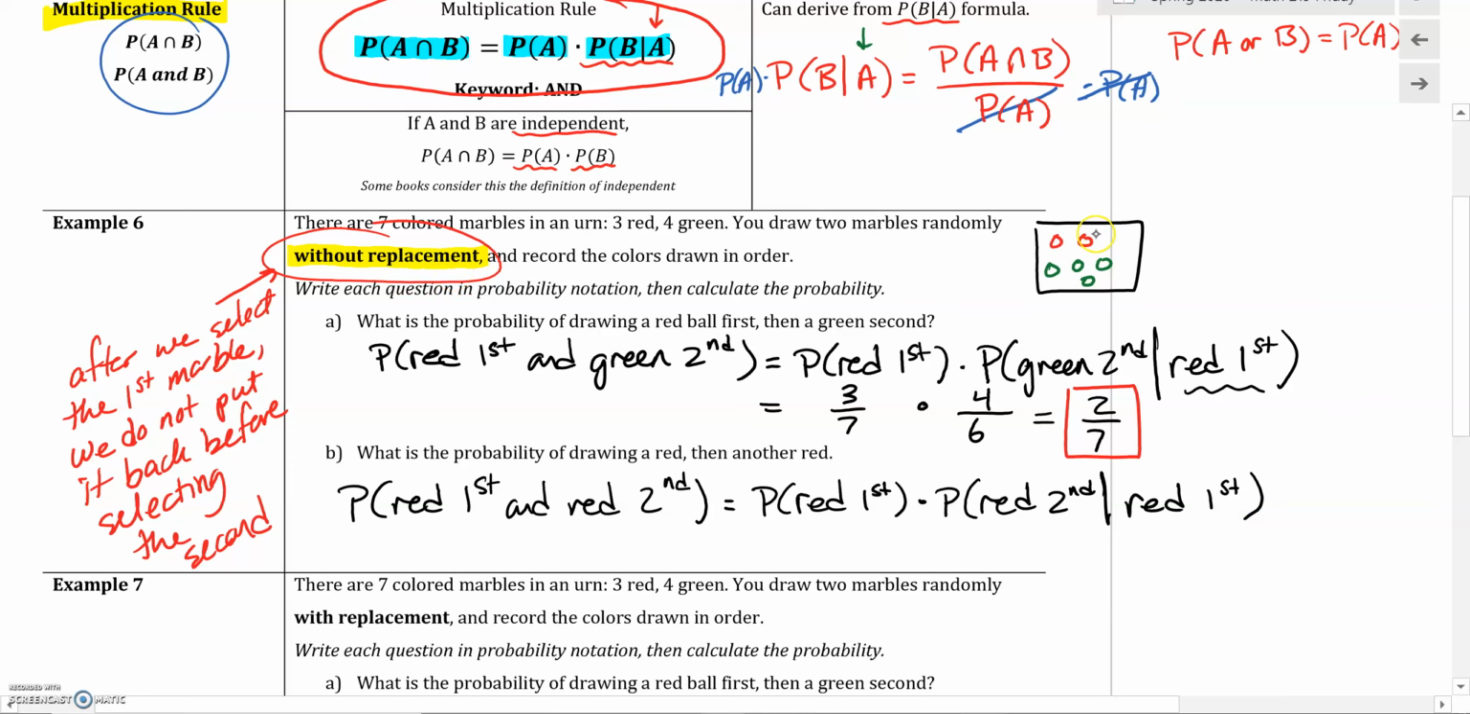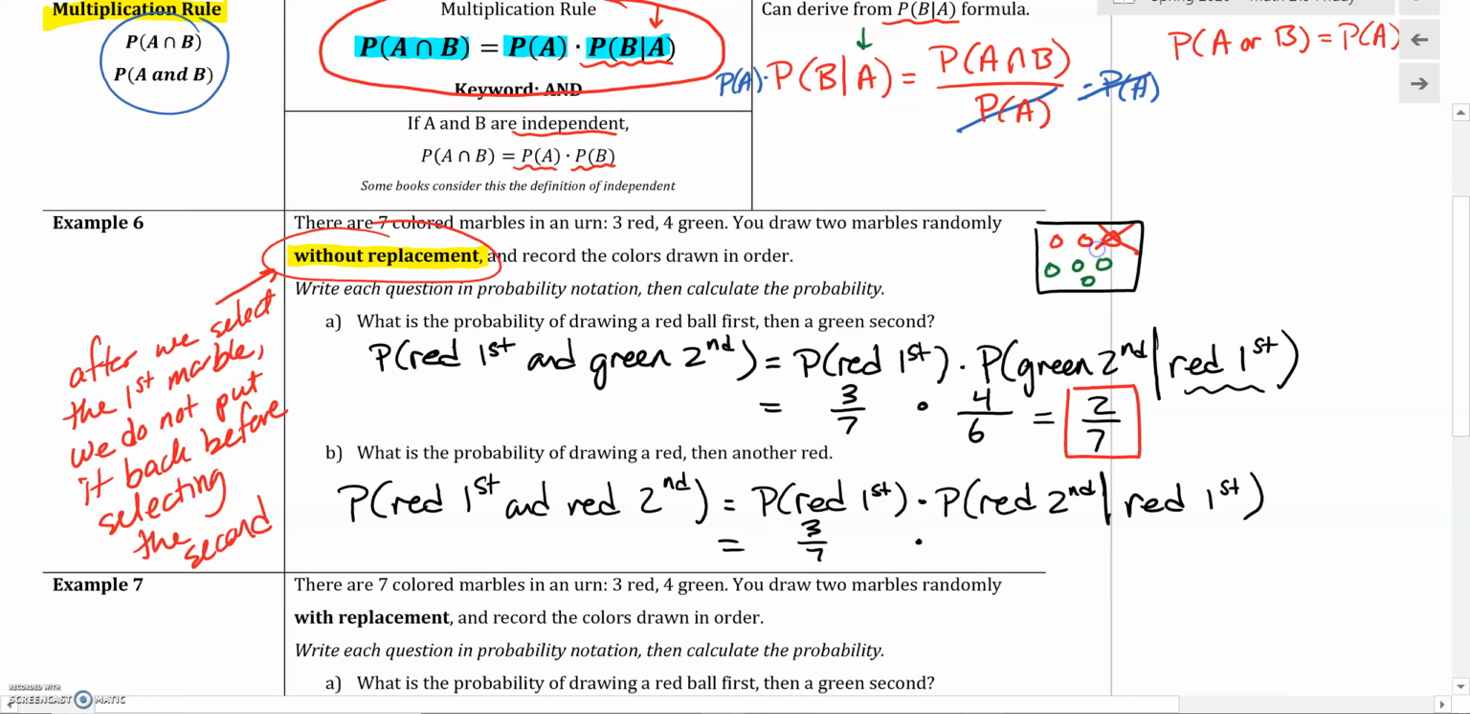So let me come back to my diagram here and put the marbles all back in the bag. The probability of getting a red marble, we said out of all 7 marbles, 3 are red. Now the probability of getting another red marble, wait a minute, let me cross one out. I'm looking for the probability of getting a red one.